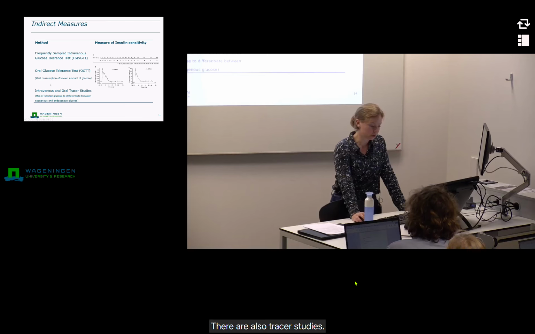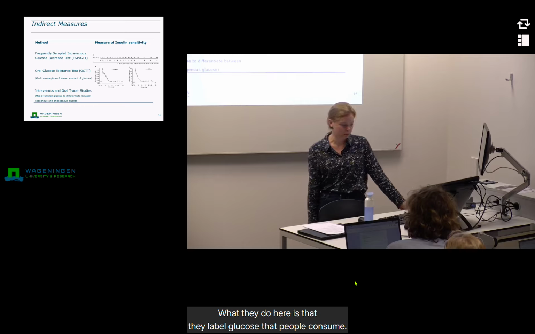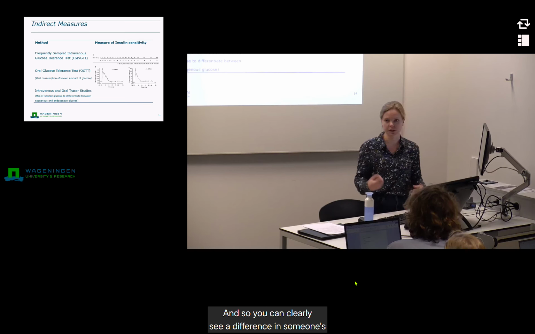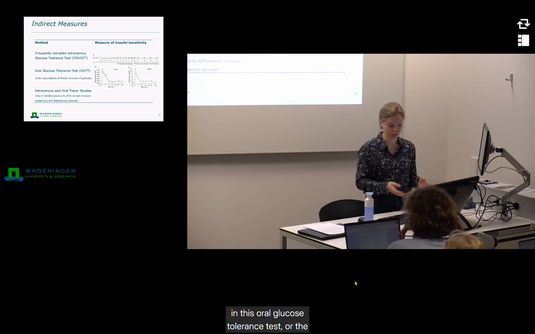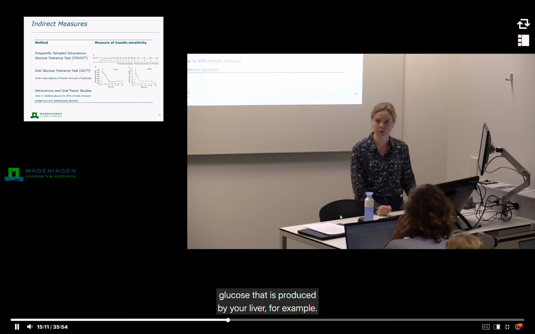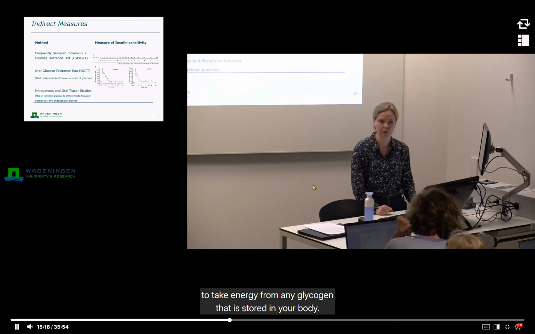There are also tracer studies. What they do here is that they label glucose that people consume, and so you can clearly see a difference in someone's body of the type of glucose that is consumed, for example in this oral glucose tolerance test, or the glucose that is produced by your liver. And this says something about how well your body is able to take energy from any glycogen that is stored in your body.